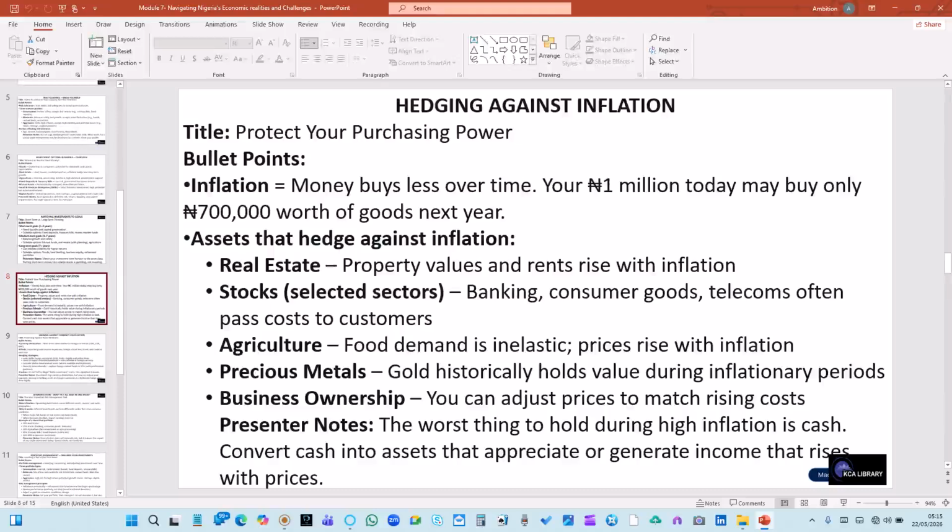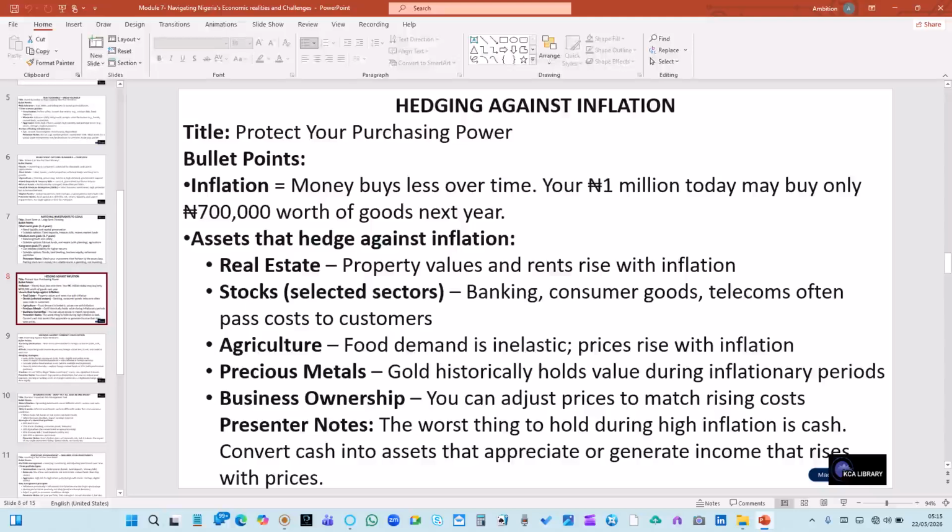Assets that hedge against inflation include real estate. When you invest your money in real estate, you are hedging against inflation. That is, property values and rent rise with inflation. Another area of hedging is stock, that is selected sectors. When you buy stock like in banking, consumer goods, telecoms, they often pass cost to consumers. So stocks are another hedge for inflation. Then agriculture, that is food demand is inelastic. Therefore, price of agriculture rises with inflation.